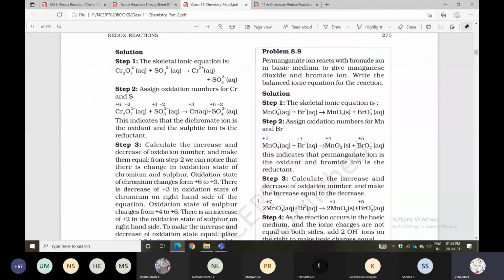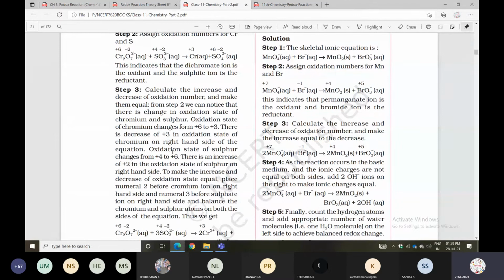You can see the third step. Calculate the increase and decrease in oxidation number and make them equal from step 2. So we can notice that there is a change in the oxidation state of chromium and sulfur. The oxidation state of chromium changes from +6 to +3. Therefore, it is decreased by 3 on the right hand side of the equation. The oxidation state of sulfur also changes from +4 to +6. There is an increase of +2 in the oxidation state of the sulfur.